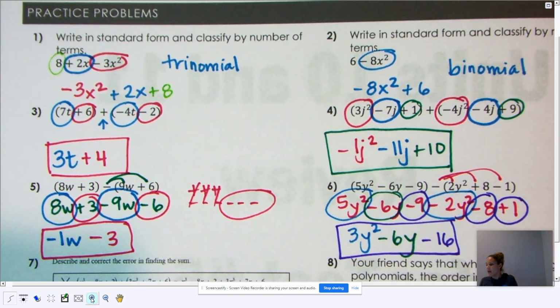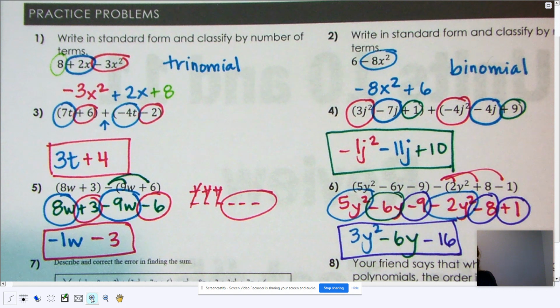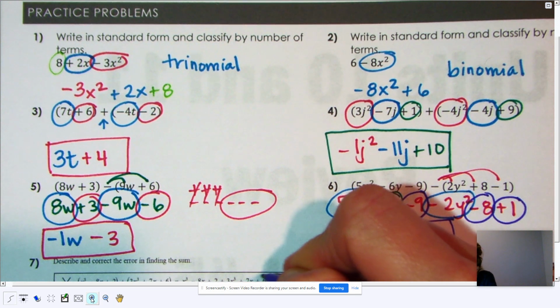Okay. Next one says describe and correct the error in finding the sum. So let's see what they did here. They took off the parentheses, fine. They put the x cubes together and got 4 of them. That looks good. Oh, here's the problem.